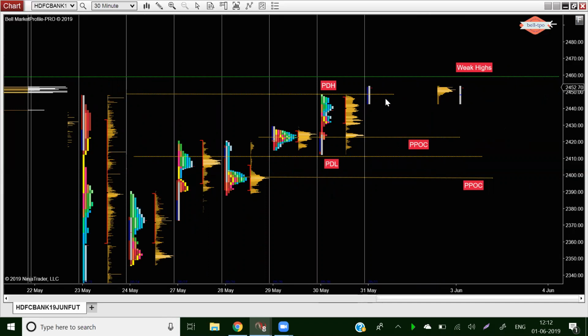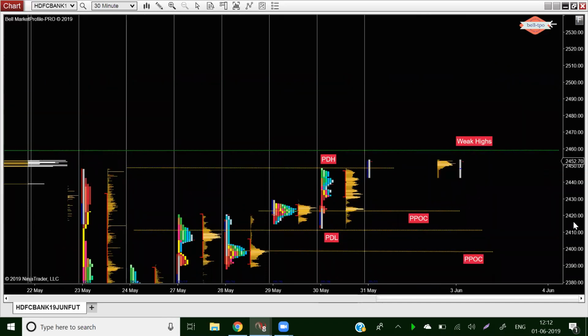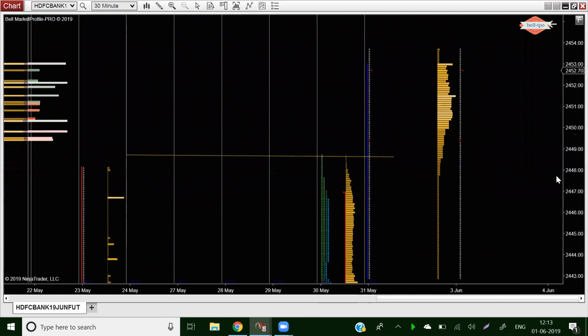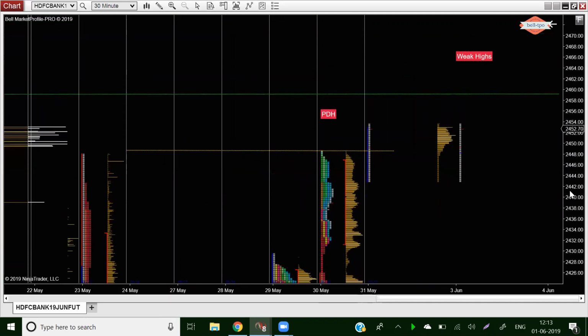So this is HDFC Bank. HDFC Bank has opened somewhere around here. I can zoom in and show you. This red color bar is there, no? That is the open. So it opened above the previous day high, and it's going higher. I think that is letter A.